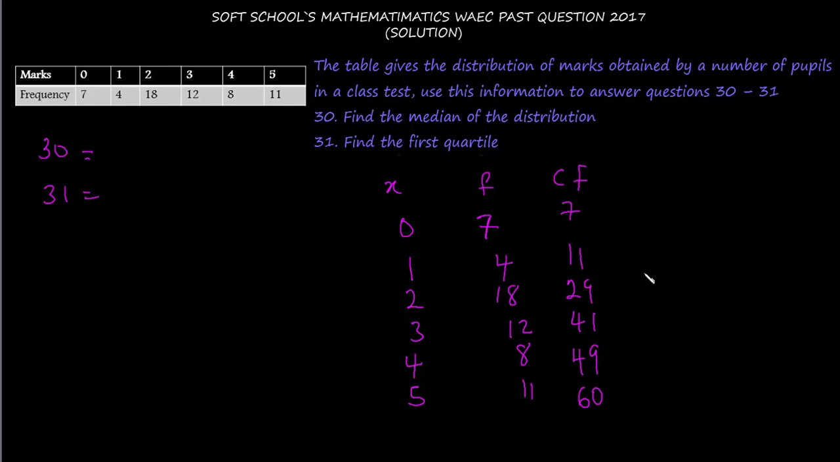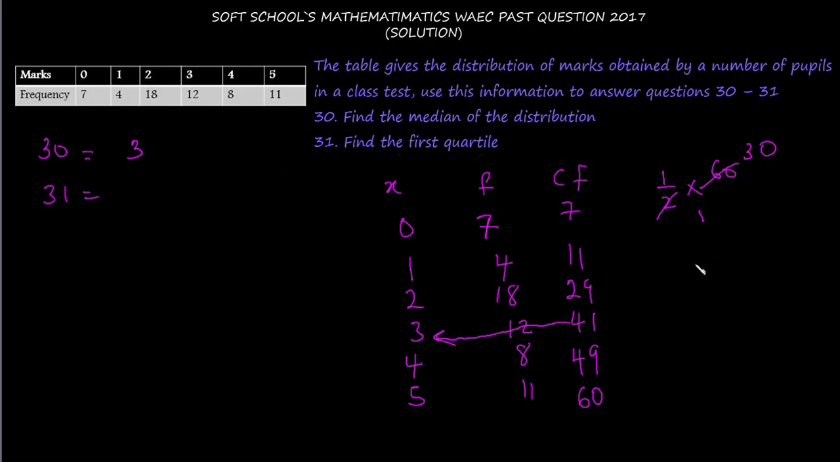60. So if we want to find the median of the distribution, it's going to be 1/2 times the total frequency, which is what? 60. So 2 here, 1, 2 here, 30. So when we find it, 30 cannot be found here, it cannot be found there, it's a bit above this, so we are going to find it here. So when we trace it down, we are going to locate it on mark 3. So that is the median of the distribution, 3.